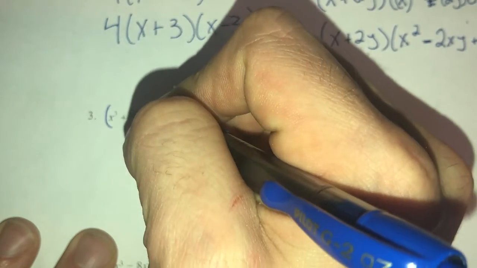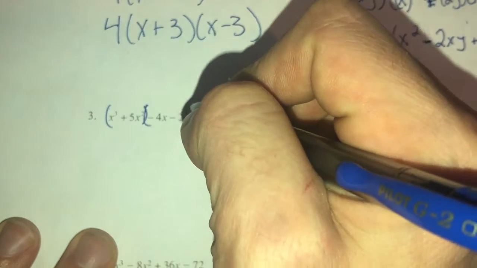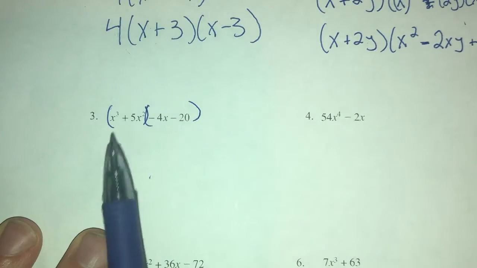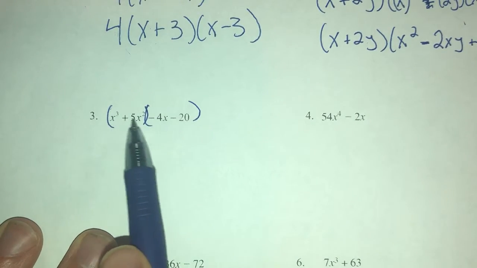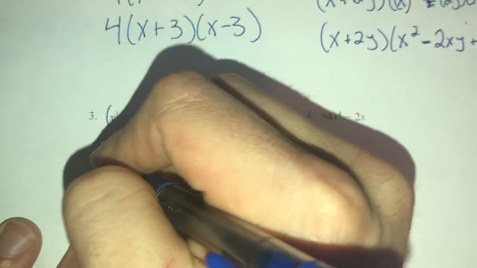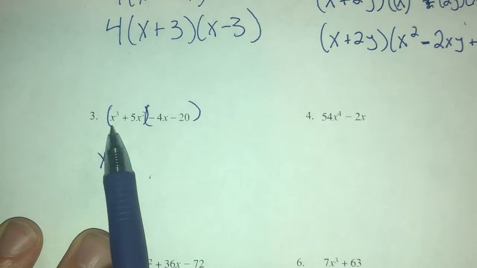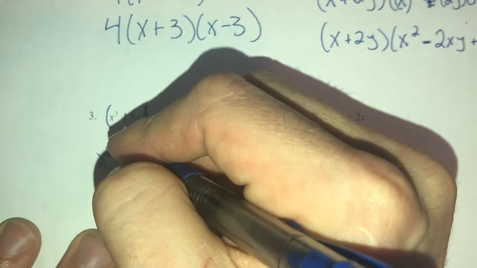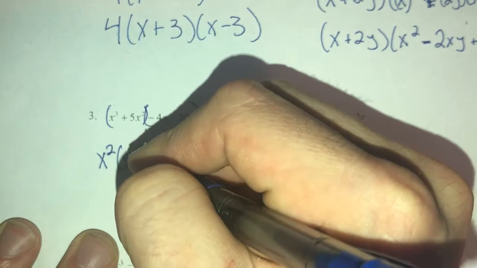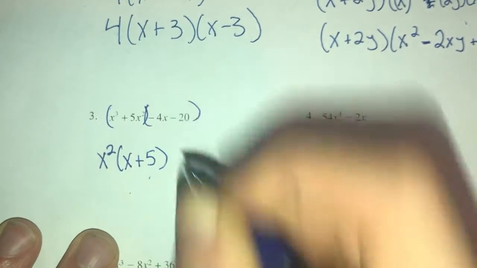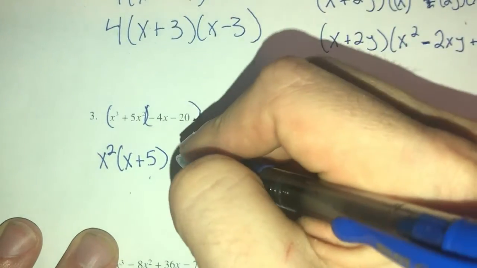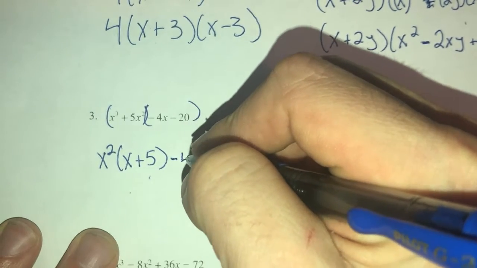So here's what I'm going to do. I'm going to make my groups, and let's see if the groups work out the first time. So here's my groups, okay? In my first group, GCF, individually, pull out the x squared, okay? And then if I do that, I get an (x plus 5), okay? That's that. Here, GCF is -4.